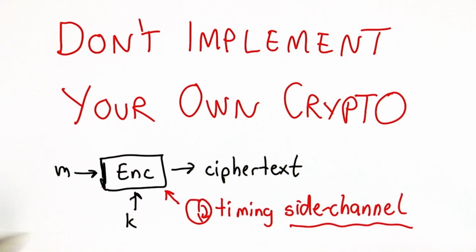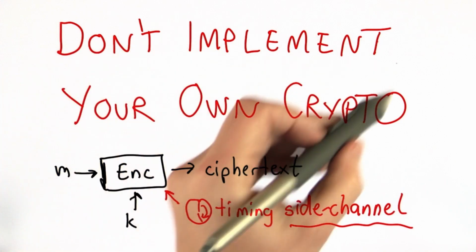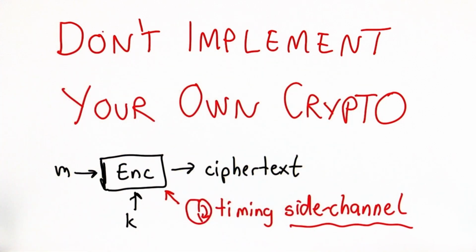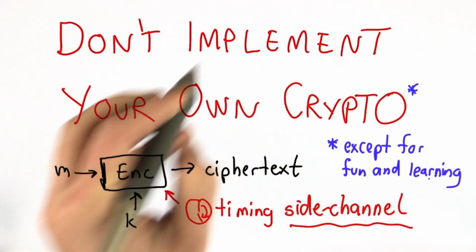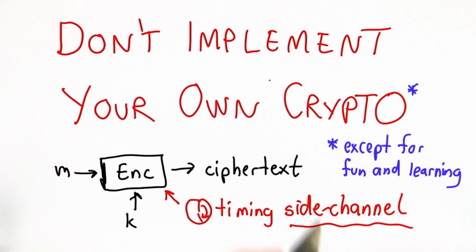These are things we're not going to worry about in most of the code that we write in this class. So you shouldn't view these implementations as secure implementations. The only reason to implement your own crypto is for fun and learning. And that's what we hope you'll get from this class by doing it.